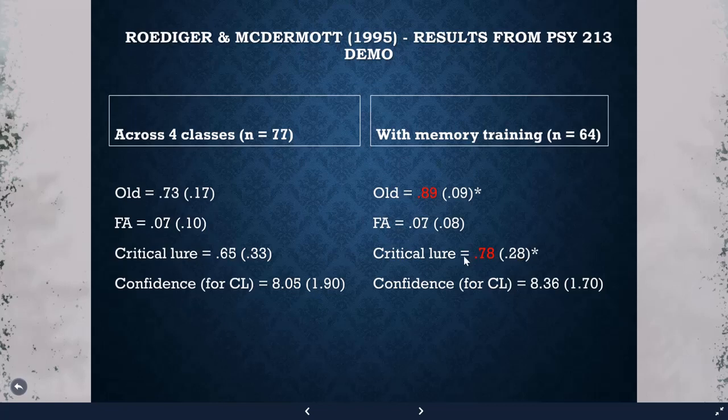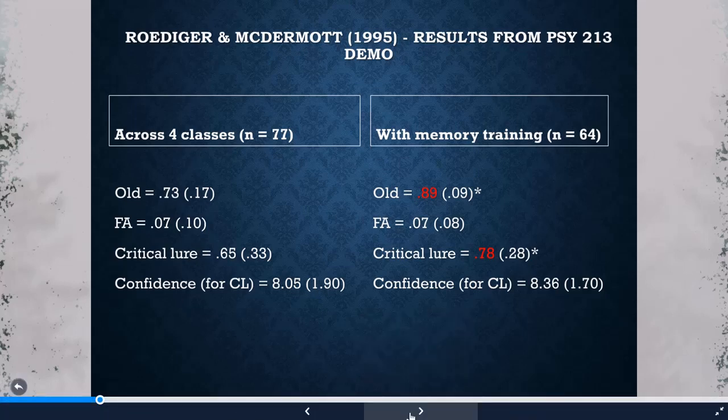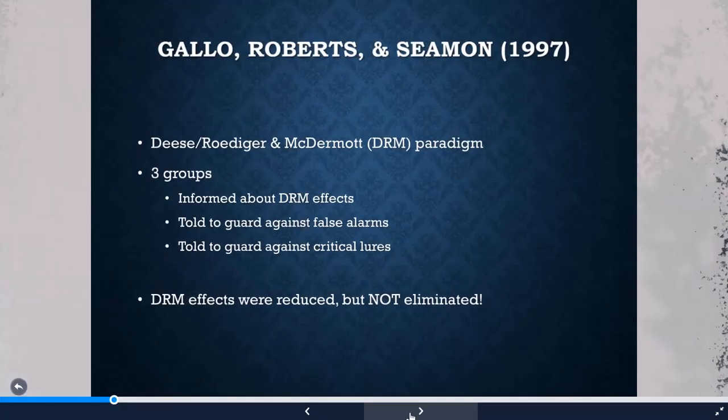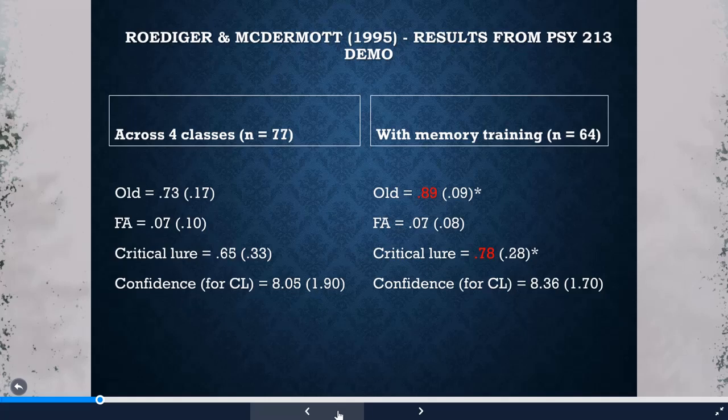We'll have to see what your class does by adding more people. And you notice the confidence is basically the same here as well. So the memory training does work, does help you remember more, but it doesn't eliminate this false memory effect. So what's happening here in terms of this Roediger-McDermott demonstration?